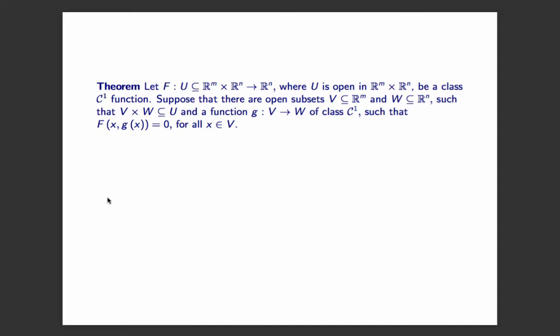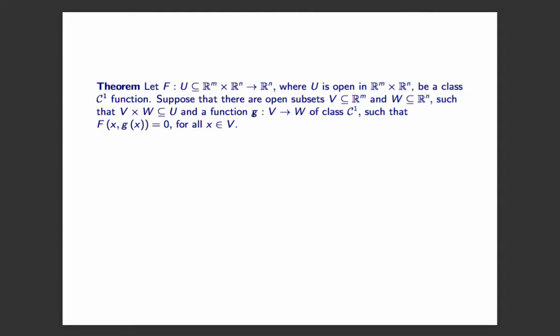Okay, so suppose big F is C1, and there's an open subset V of R^m and an open subset W of R^n, for which their cross product, or the set of all ordered pairs from V and W, is contained in the open domain of F. And suppose that there is an implicitly defined function g, mapping V to W, that's C1.